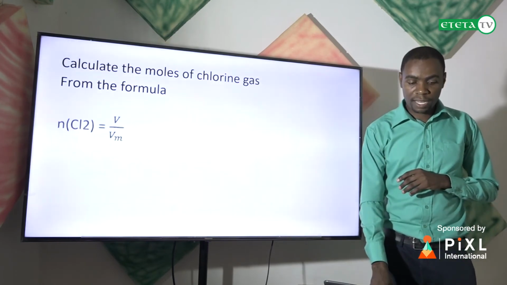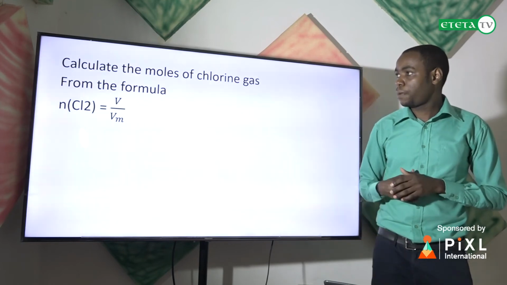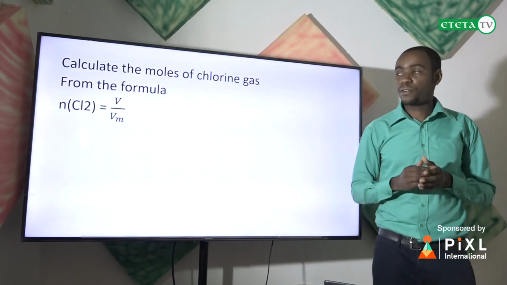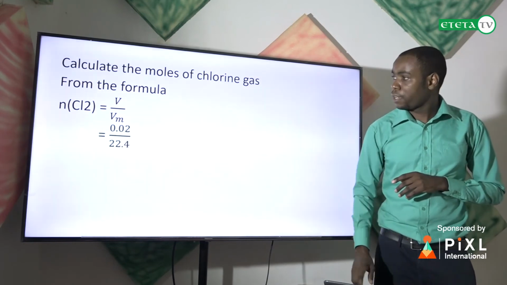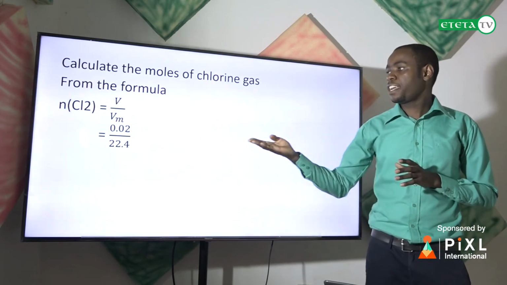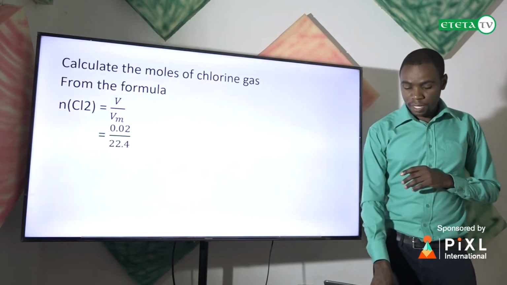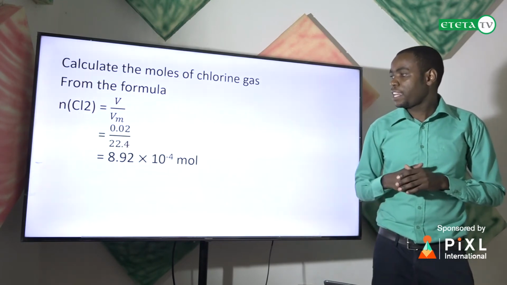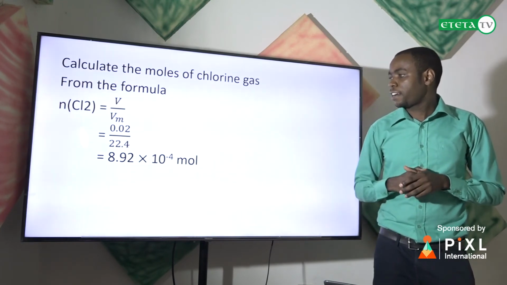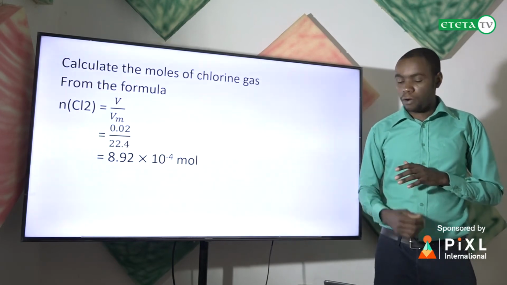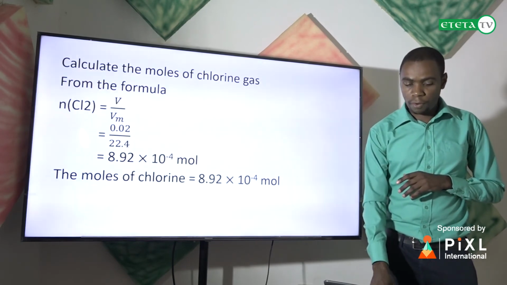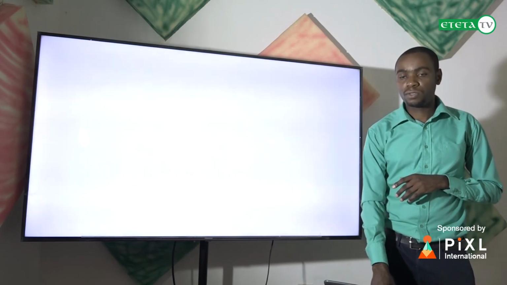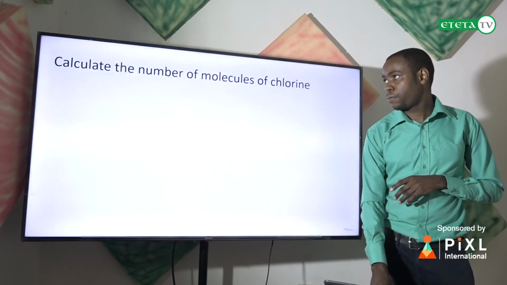So the number of moles can be obtained by using this formula. The number of moles of chlorine is equal to volume over molar volume, which will be equal to 0.02 divided by 22.4. So the number of moles here will be equal to 80.92 times 10 raised to -4 mole.